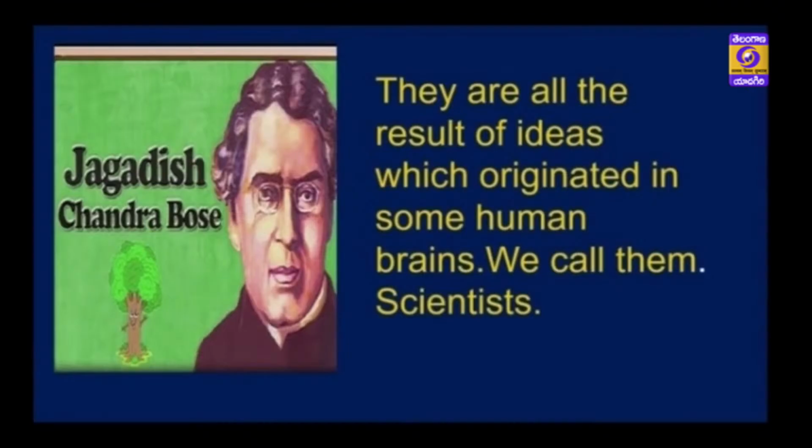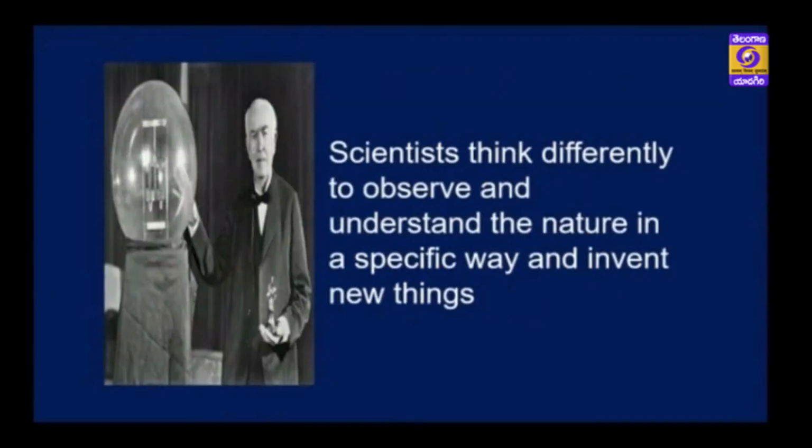We call those human brains or those people scientists. The scientists think differently to observe and understand nature in a specific way and invent new things. So, what is that different way? Whatever they observe in their surroundings, they think in a reasoning manner. Why is it happening? What is the reason behind that? And that will lead to the invention of new things.